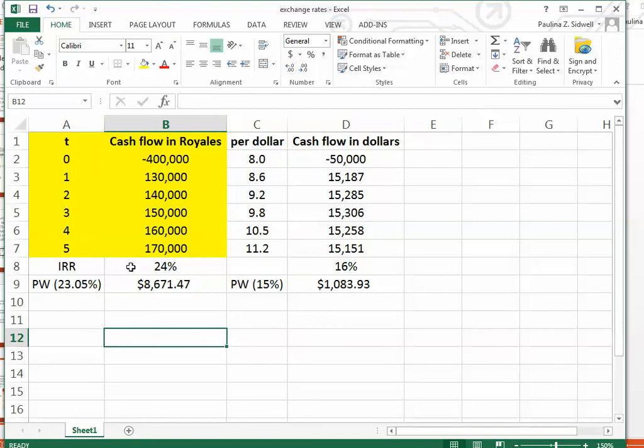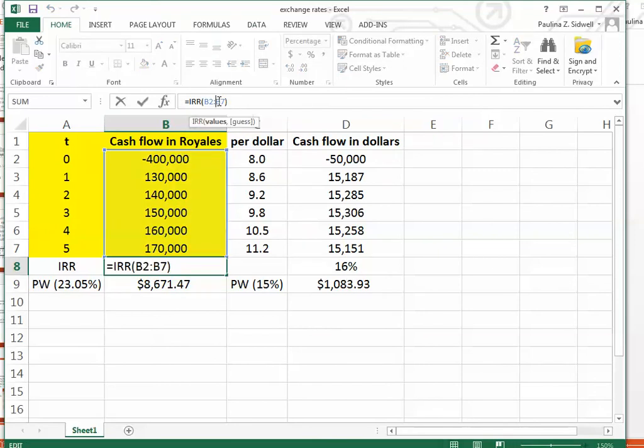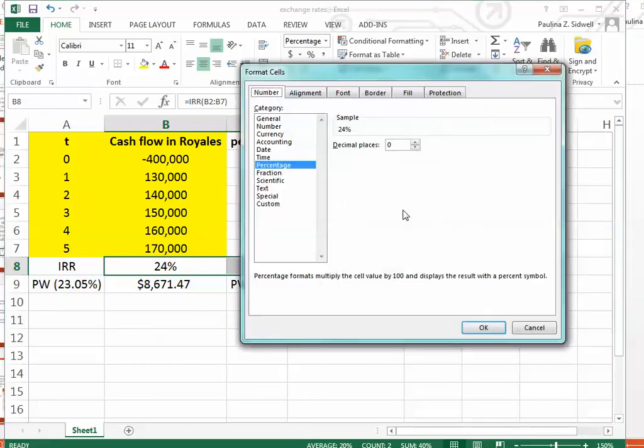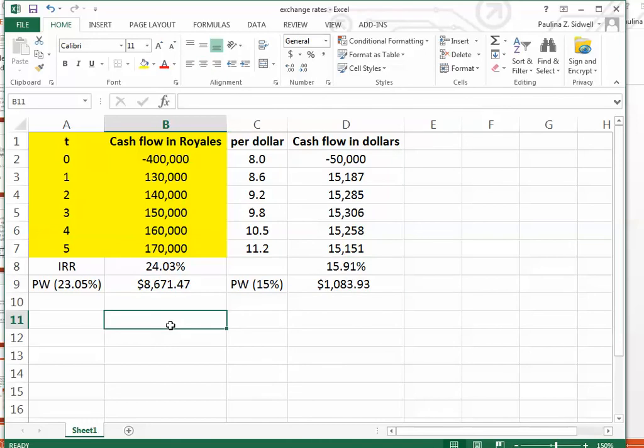Now, to compute the internal rate of return in Royales, all I need to do is do an equals IRR and select all of this data. Right now it's giving me a return of 24%. Actually, there are decimal places here: 24.03. And the present worth at that rate. So first let's not forget the following.